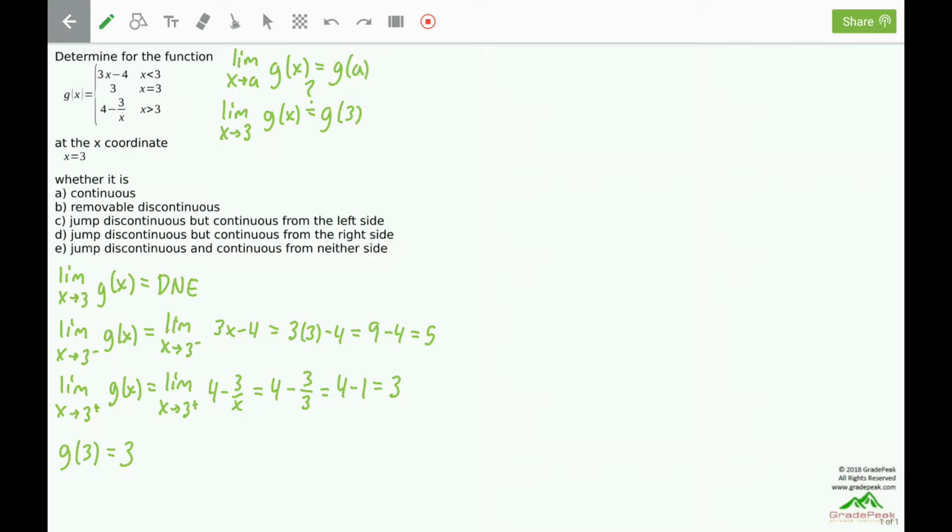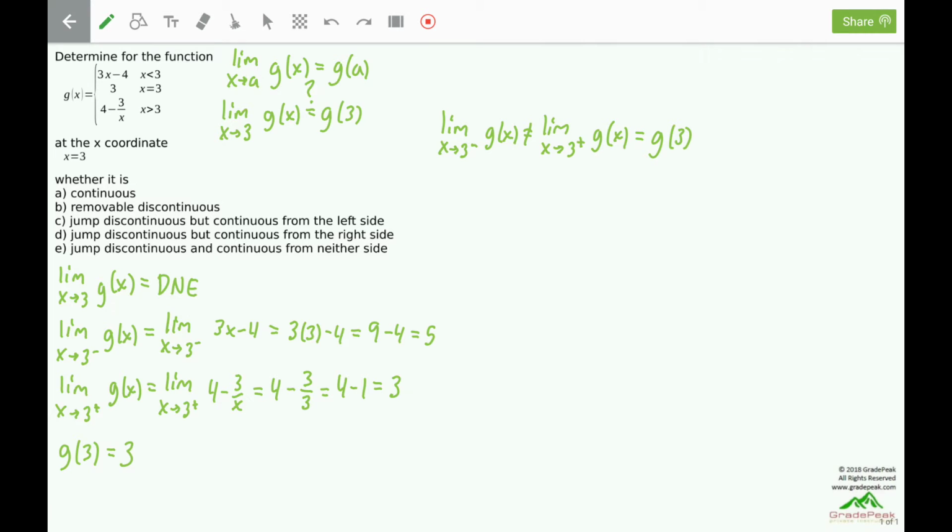To recap what we have here, we have the limit as x approaches 3 from the left side of g of x does not equal the limit as x approaches 3 from the right side of g of x. But then g of 3 does equal one of them. G of 3 matches the right-sided limit, so this up here does equal g of 3.